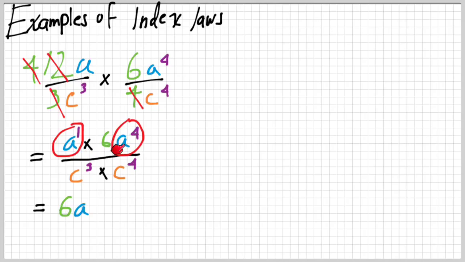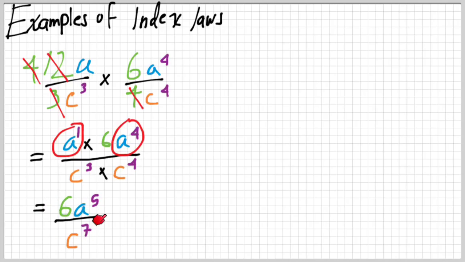These two are going to combine to be that single a, and I'm going to take the indices, the powers, and using index law 1, that tells me that when I'm multiplying bases with indices, the same base, I'm going to add these exponents, the 1 and the 4. So 1 plus 4 is 5. Then I put my line for the fraction, and now I have c cubed times c to the fourth. Again, I'm going to have that c, and I'm going to add them using index law 1. So 3 plus 4 is 7.